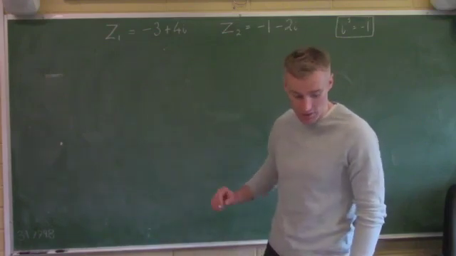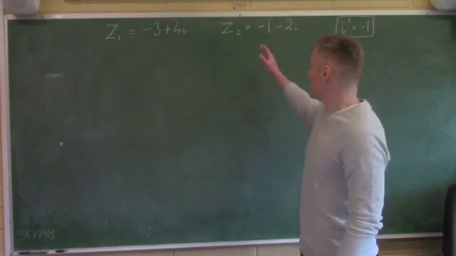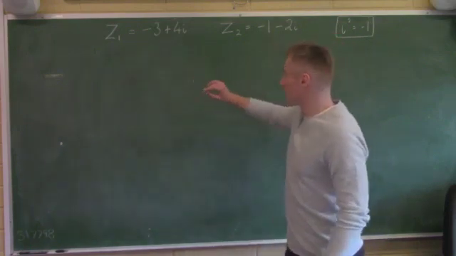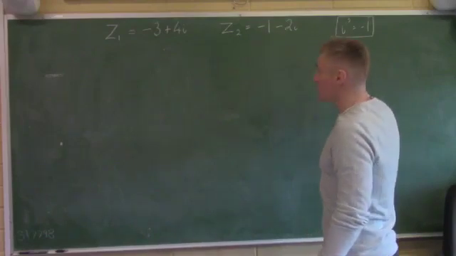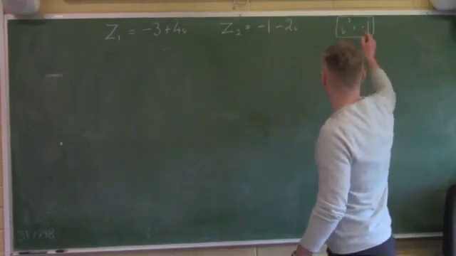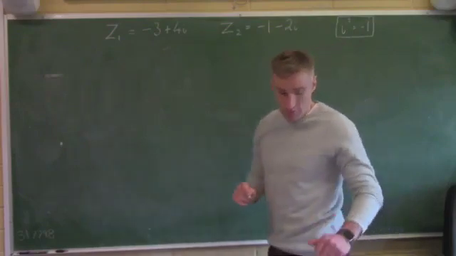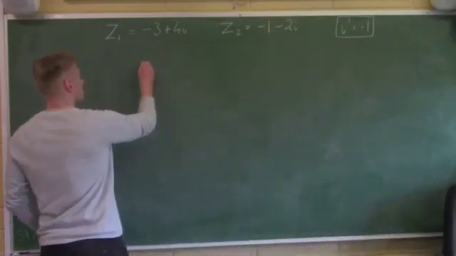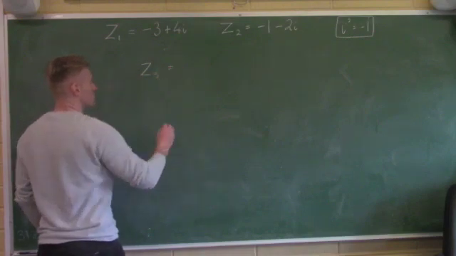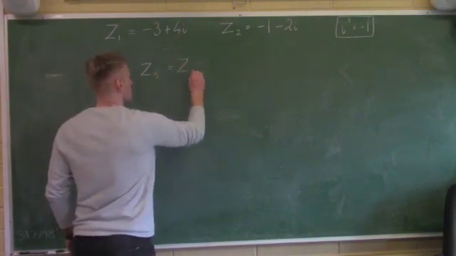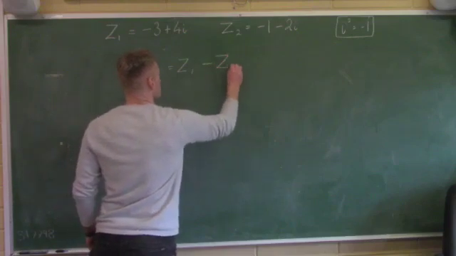Back to the chalkboard. Right, so Z1 equals minus 3 plus 4i, Z2 equals minus 1 minus 2i. They'll also tell us in the question that i squared is equal to minus 1. Right, part 1, we're going to figure out Z3. In the question they tell us that Z3 is equal to Z1 minus Z2.